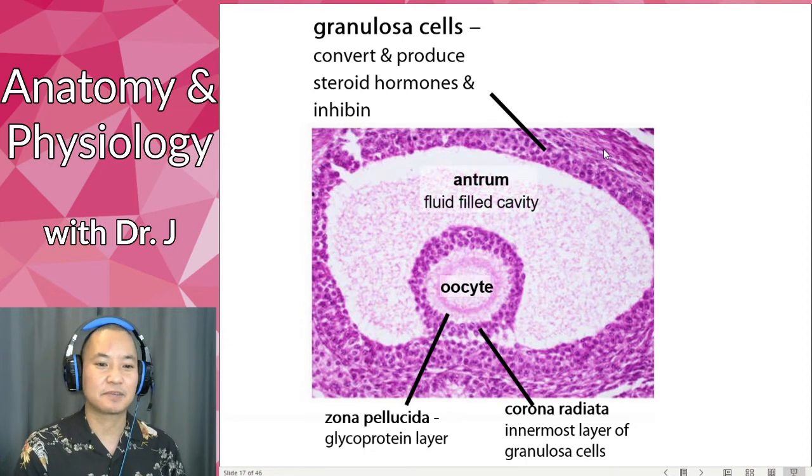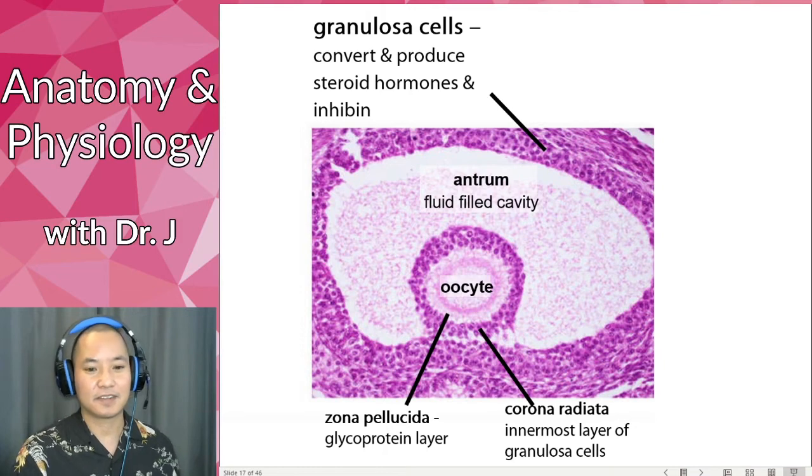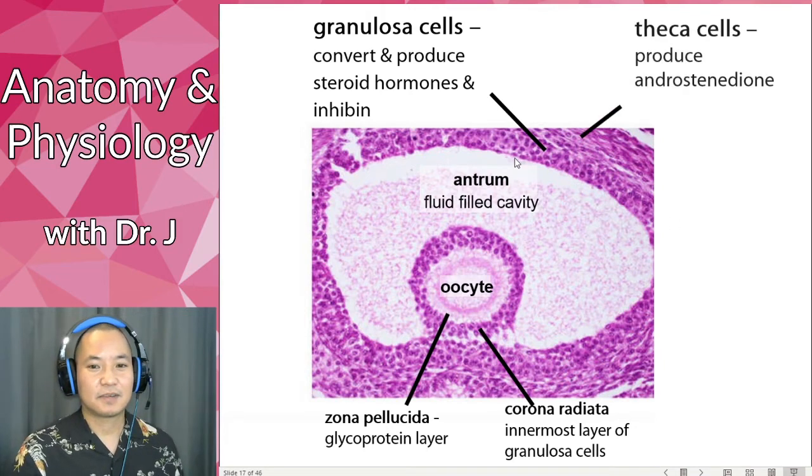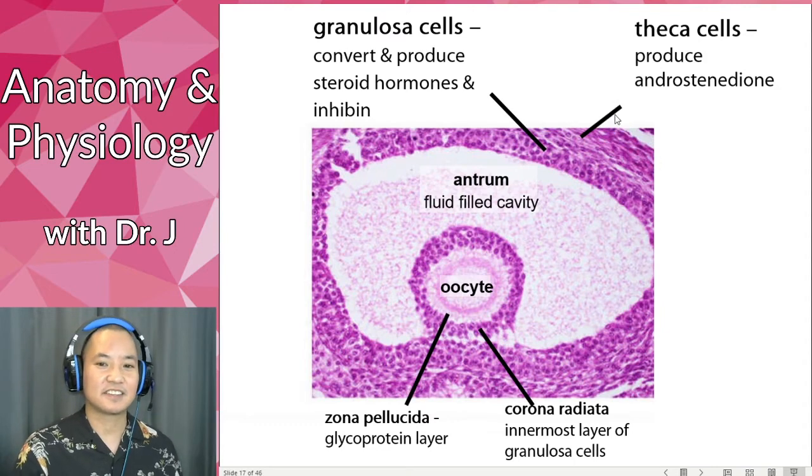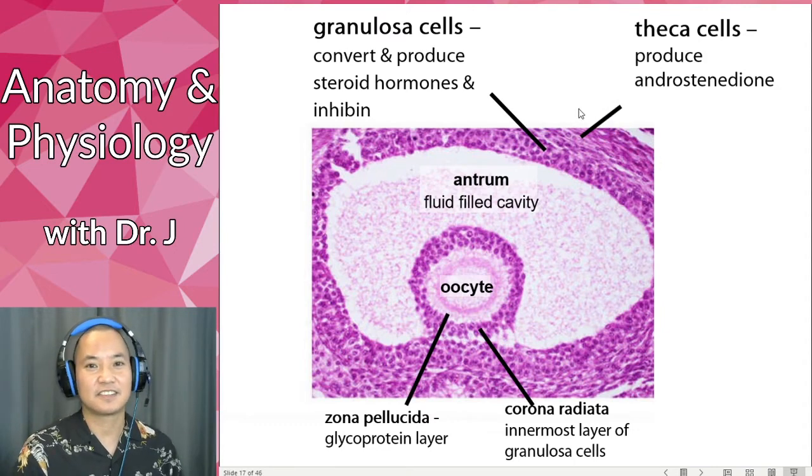So we have this antrum, which is a fluid-filled cavity. Again, it's not just empty space. You do have fluid within this follicle right here. Now you also have these cells next to the granulosa cells, called the thecal layer or theca cells, and they produce androstenedione, which is an androgen.